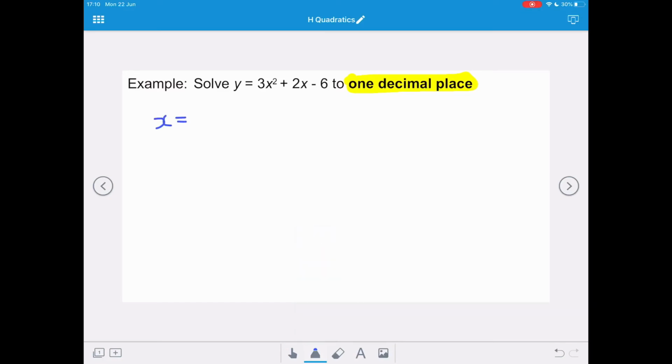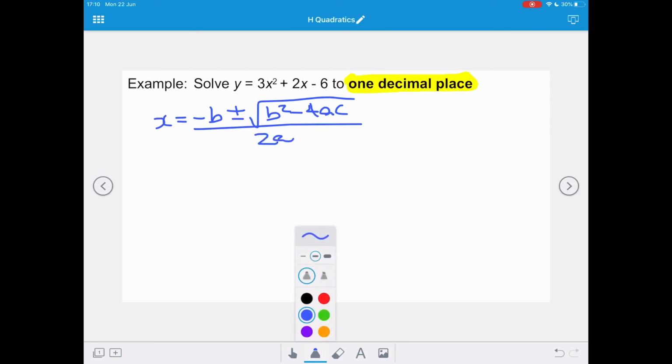So the first thing we want to do is write it out. X is equal to negative b plus or minus the square root of b squared minus 4ac all over 2a. And then we need to work out what our values for a, b, and c are. So a is our coefficient of our x squared, so that's 3. B is the coefficient of our x term, so that's a positive 2. And c is our constant term, and that's going to be negative 6.